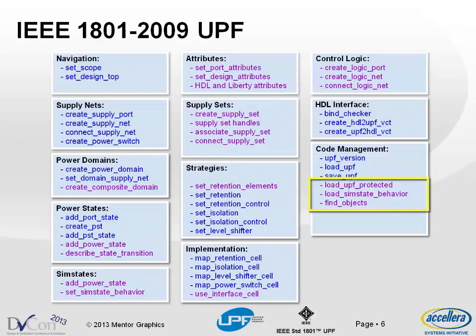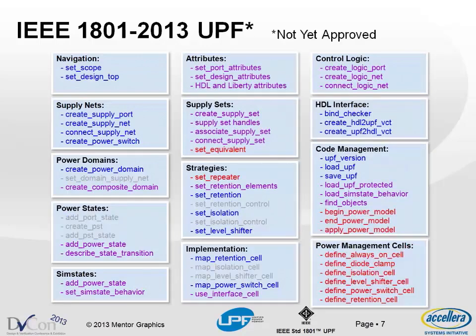So again, we're not going to talk about all of these in detail, but what I wanted to do was give you the impression of what UPF encompasses. Well, this is what 2.0 encompasses. And 2.1, the next version of the standard that's coming, will add a few more things. Not a whole lot, but as you can see, there are some commands for defining power management cells and some additional code management commands and a couple of new commands here, set equivalent and set repeater. We're going to cover these towards the end of the presentation today in a fairly brief way.